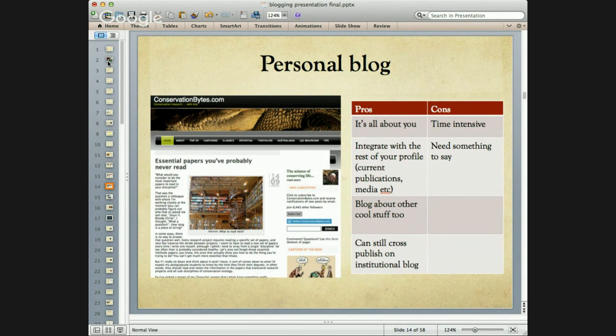And so that means it can catapult, I guess, your profile much more highly than if you're one of a couple of scientists featured on an institutional page. You can have a blog that integrates with the rest of your profile.